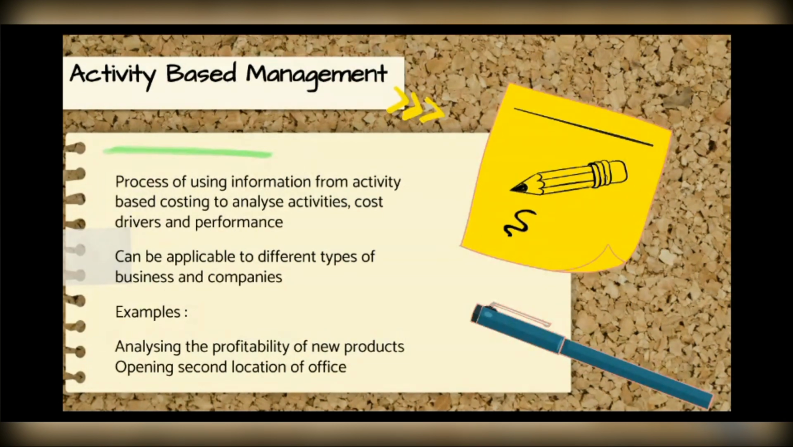Some general examples for this ABM: the first one is analyzing the profitability of new products. For example, looking at the marketing and production costs, sales, warranty claims, cost of repair, and time needed for exchange of the product. Second is opening a second location of an office, where ABM can help them manage the cost of running the location, such as staff and facilities cost, overhead, and also subsequent profit to cover the cost.